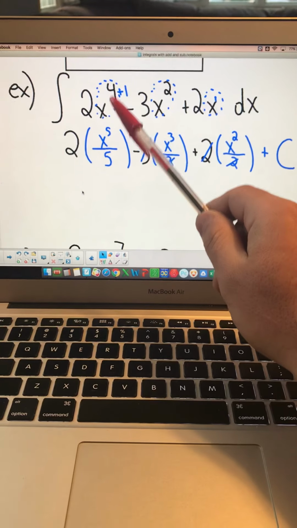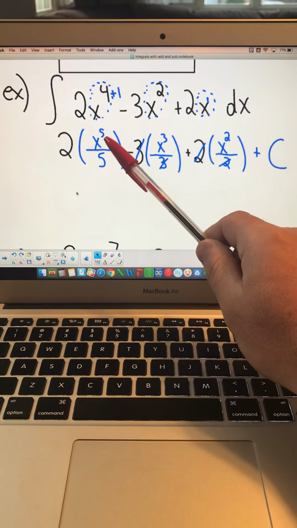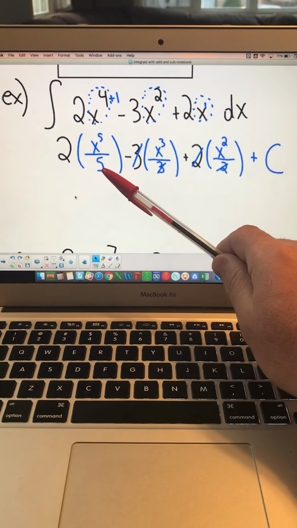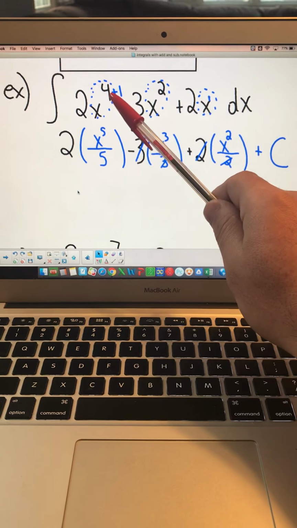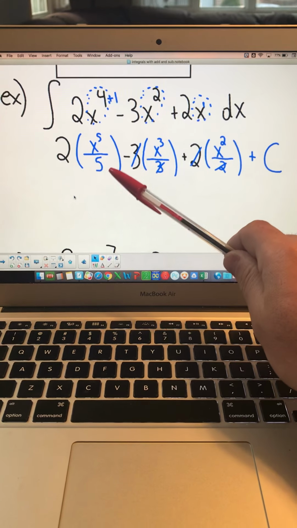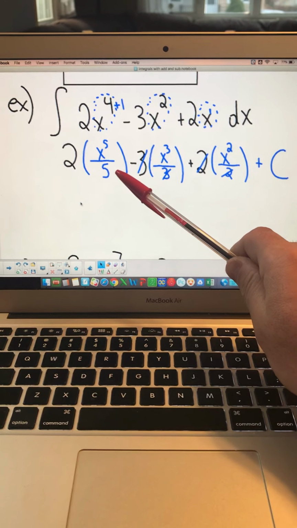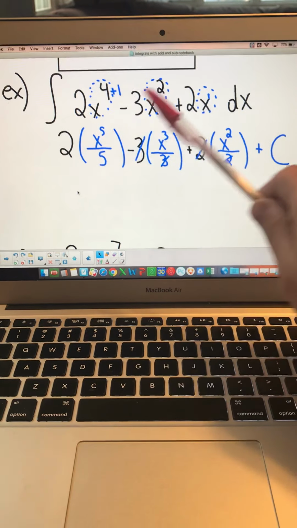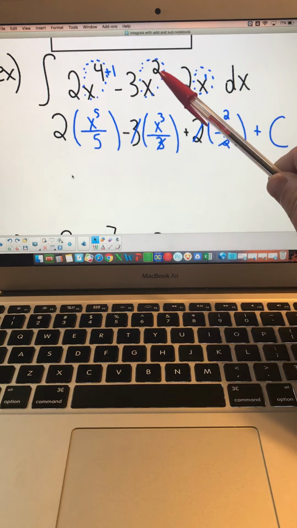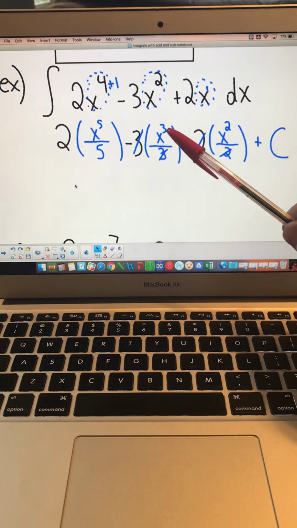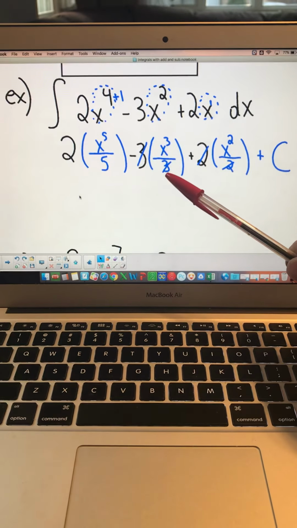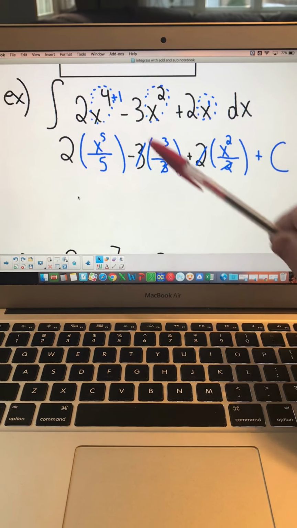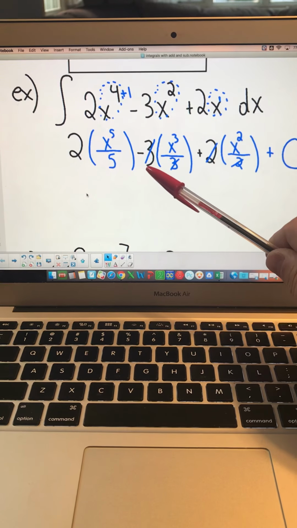Focusing on the variable. Adding 1 makes it x to the 5th over the new exponent, 5. So the x to the 4th will integrate to x to the 5th over 5. The 2, the constant, stays. X squared: add 1, put it over the new. x squared will become x to the third over 3. The negative 3 is staying.